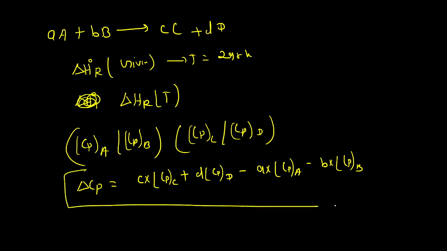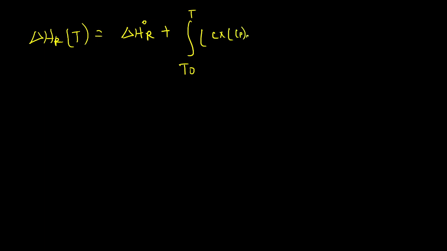So this is delta Cp, and now further we can write delta H of reaction at any temperature equals delta H naught of R plus the integral from T naught to T of c multiplied with Cp of C plus d multiplied with Cp of D minus a multiplied with Cp of A minus b multiplied with Cp of B, dT, right?